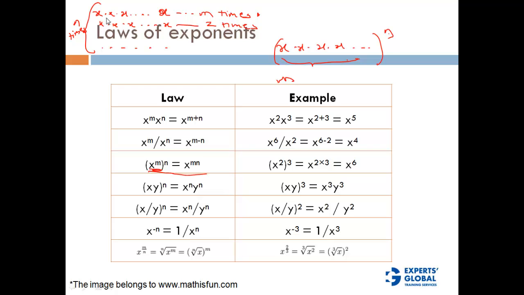That means how many x's we have totally? These are m x's in one row and n such rows. That means we have totally m into n x's, which is equal to x raised to mn. So that is why we get x raised to m raised to n is equal to x raised to mn. Example: x raised to 2 raised to 3 is equal to x raised to 2 into 3, which is x raised to 6.